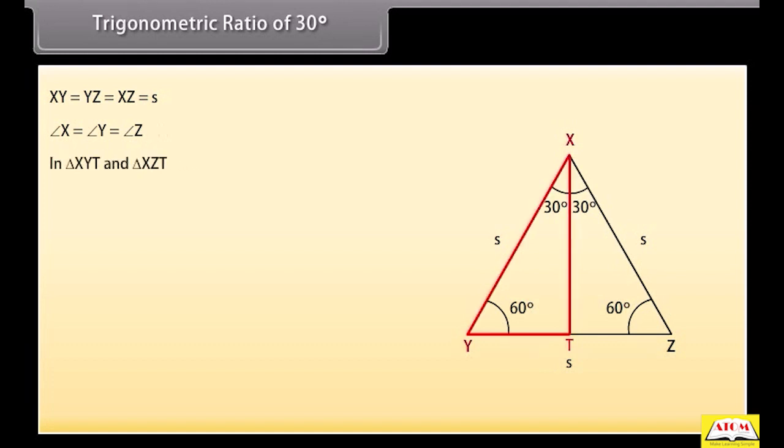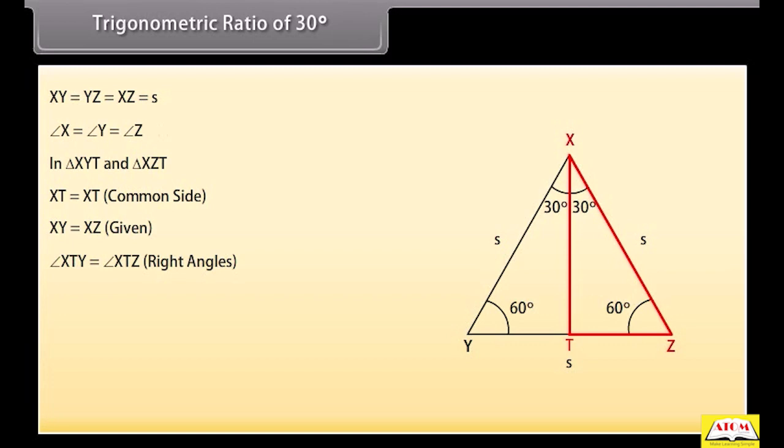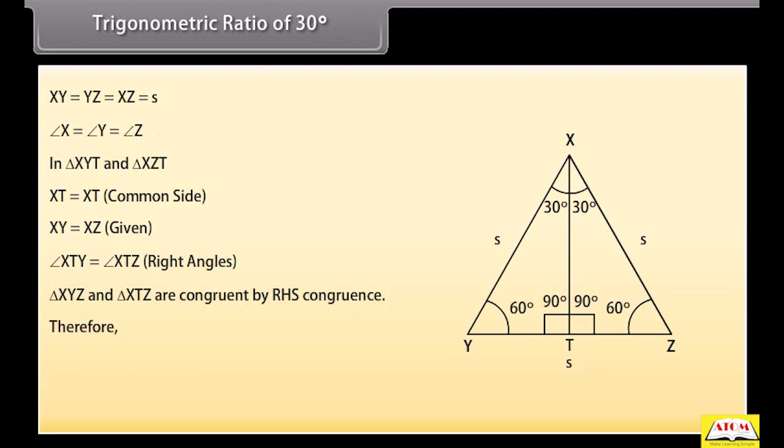In triangles XYT and XZT, XT is equal to XT, common side. XY is equal to XZ, given. Angle XTY is equal to angle XTZ, right angles. Therefore, triangles XYT and XZT are congruent by RHS congruence. Therefore, angle YXT is equal to angle ZXT, which is 30 degree. YT is equal to ZT, which is 1 upon 2S.